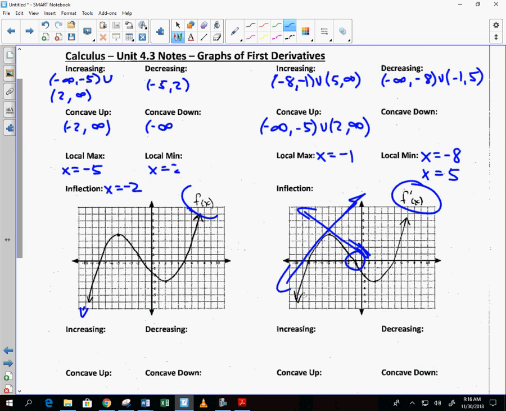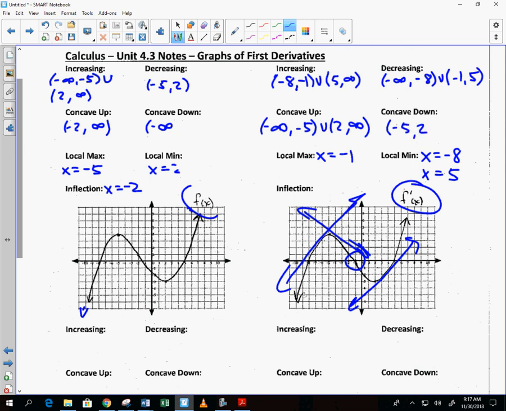Concave down. So the graph is the first derivative, right? The slope of the tangent lines would be the second derivative. Wherever the slope is positive, the second derivative is positive, so it's concave up wherever the second derivative is positive. From 2 to infinity, you can see that the slope is positive. Concave down wherever the slope is negative then.